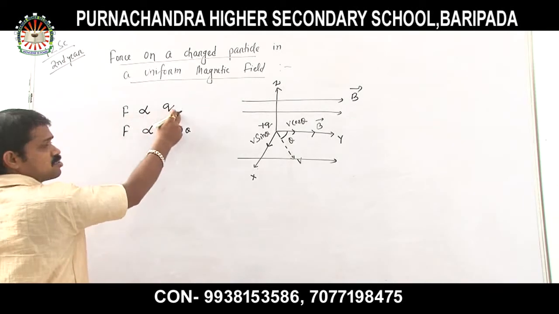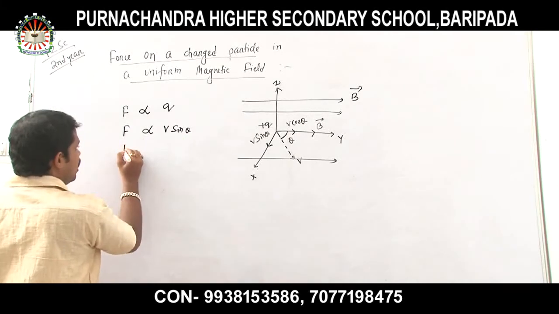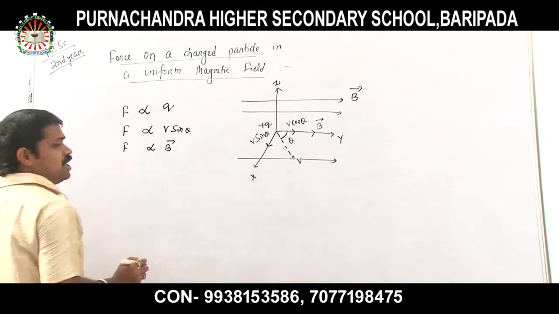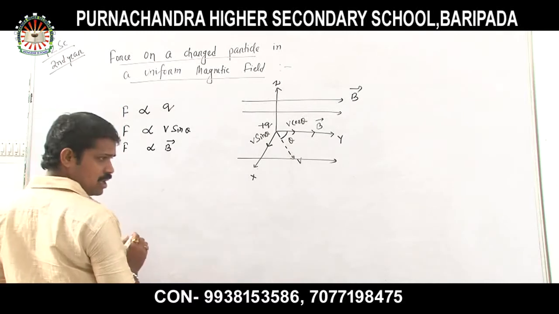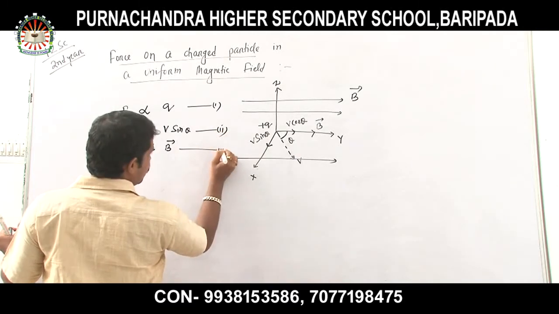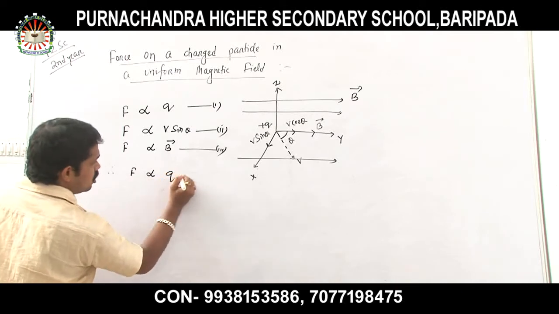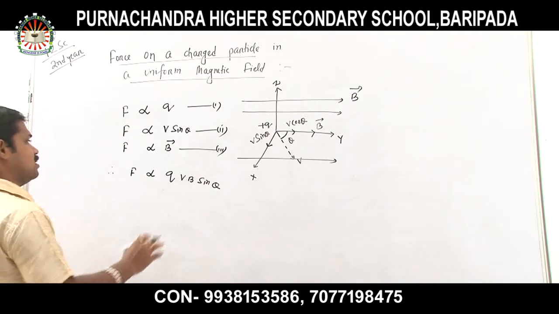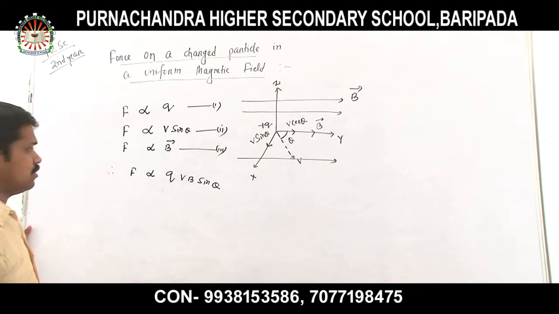Clear? So F is directly proportional to the charge, F is directly proportional to the v sin theta component, and again the force is directly proportional to the magnetic field. Clear? So if I combine equation number 1, equation number 2 and equation number 3, what do I get? I can write F is proportional to q v B sin theta. Clear? So if I combine these, I can write F is equal to q v B sin theta. Very simple.